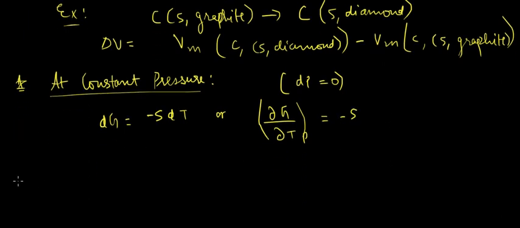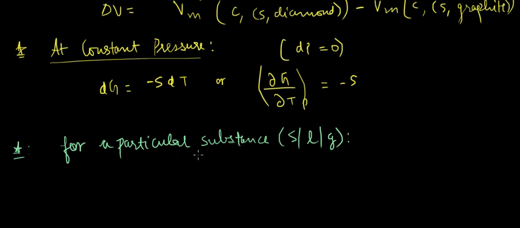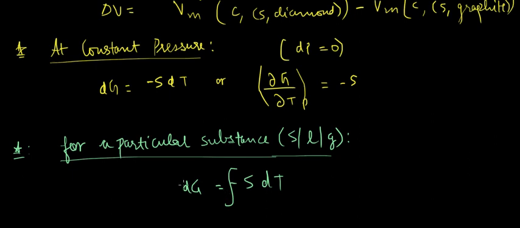Now we can write that for a particular substance in solid, liquid or gaseous form, dG is equal to minus S dT. We can integrate both the sides, and we can have delta G equal to minus S delta T.